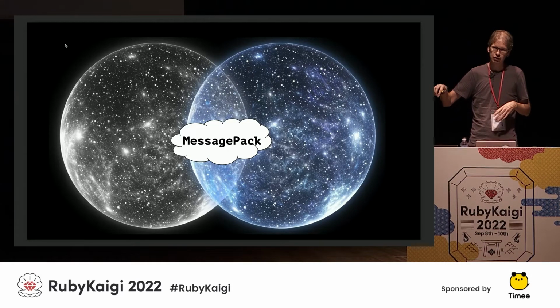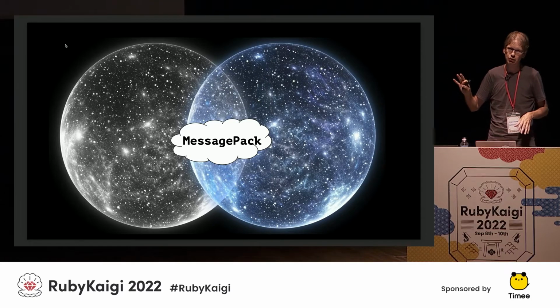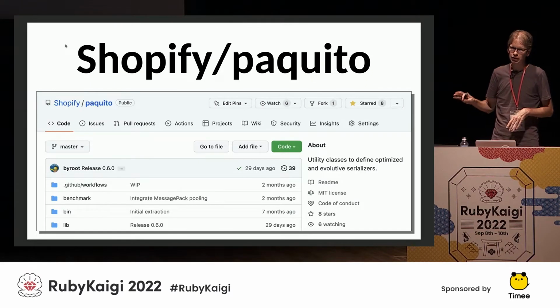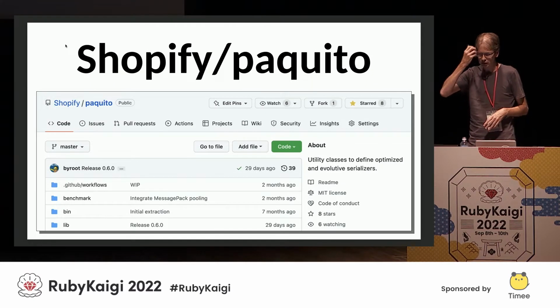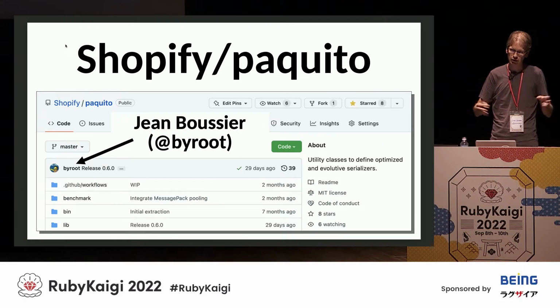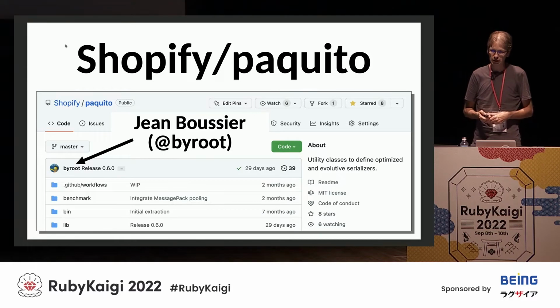We have MessagePack in the middle of this picture. We basically don't have to worry anymore about these kind of problems happening, and that's really liberating for developers at Shopify. Most of what I talked about today has been extracted to a gem called Paquito. I want to give big thanks to Jean Boussier, who did all of the extraction work, and a lot of the other stuff I talked about we did together. So he really contributed a lot to this work.